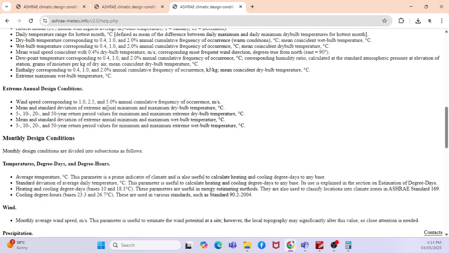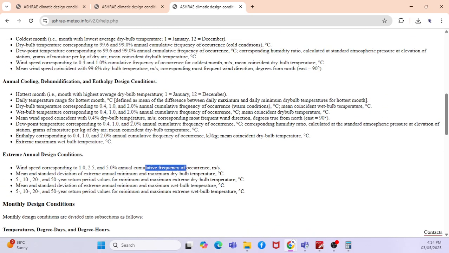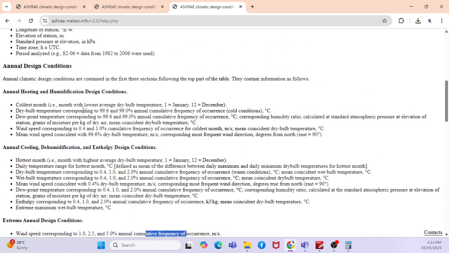Just now we discussed the frequency, the cumulative frequency. If you talk about the coldest month, remember we discussed that one is nothing but January and 12 is nothing but December. And the dry bulb temperature corresponding to 99.6 percent or 99 percent is the annual cumulative frequency of occurrence, the cold condition.